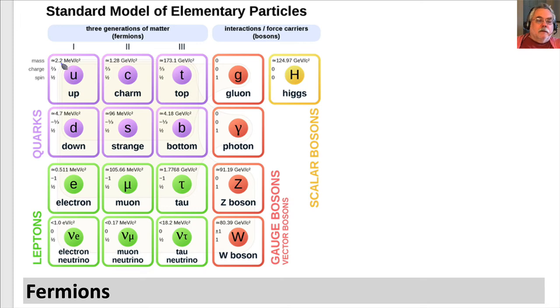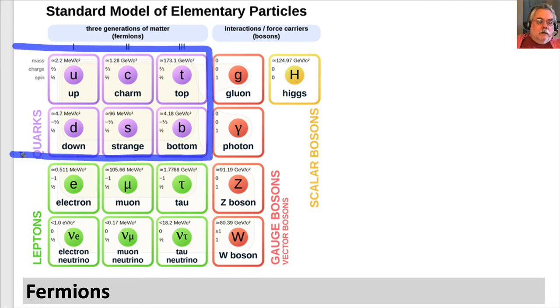Remember that the left three columns are the fermions. The top two rows of fermions, shown in purple, are the quarks, the building blocks of protons, neutrons, etc. More on these later in the course.